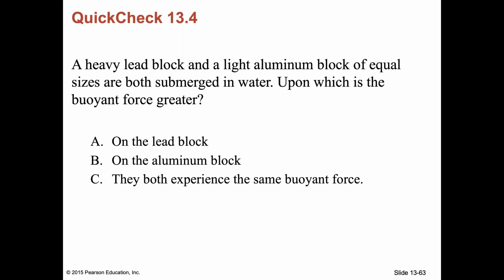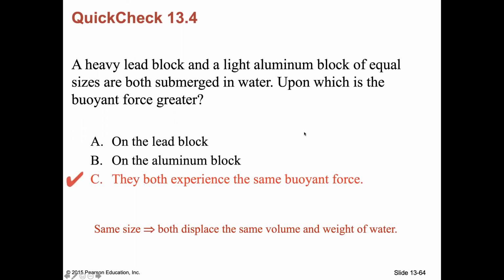Okay, now let's see the correct answer. They're the same. The buoyant forces are the same because the buoyant force can be calculated by rho V g. Rho is the density of, in this case, water. g is a constant. The only thing that matters is V. And we said they have equal sizes, meaning V is also the same. So no matter whether it's lead or aluminum, they have the same buoyant force.